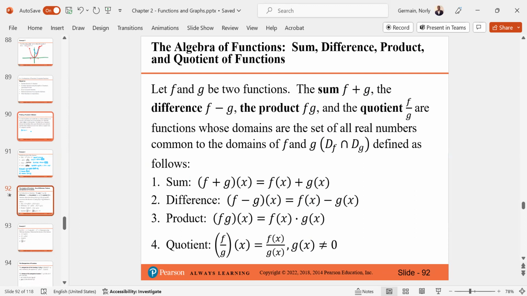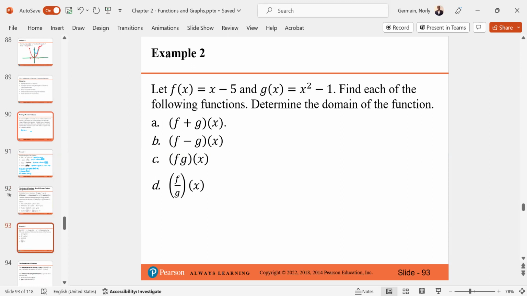Combining functions. So if we have an example, let's suppose they give you two functions, f of x equals x minus 5 and g of x equals x squared minus 1. The first thing to do here is to add them, because what we mean by that, we said, is f of x plus g of x. That means we have x minus 5 plus x squared minus 1. You combine like terms, so it's x squared plus x minus 6. And that would be the answer for that one, right?